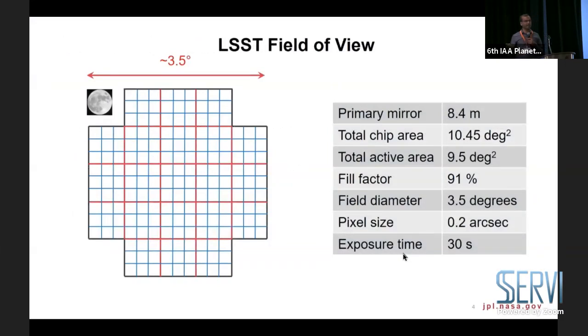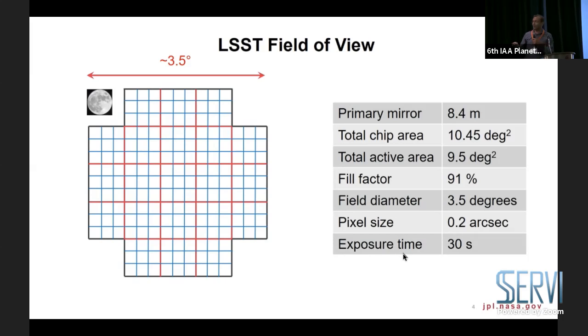So this is what the LSST camera looks like. It is made up of 189 of those small squares that you see, small CCDs. Each one is 4K by 4K, so you have 3.2 gigapixels. There's the moon for scale. So the field of view is about 3.5 degrees wide. But it has all these gaps between the chips. So although the chip area is 10.5 degrees square, the total active area is 9.5 degrees square. So you get a fill factor of 91%.